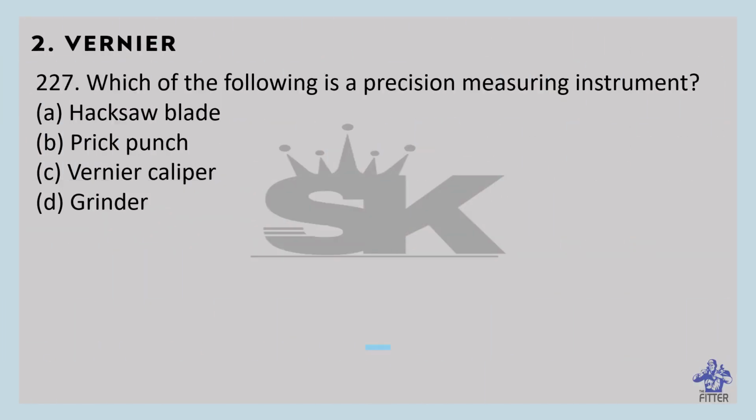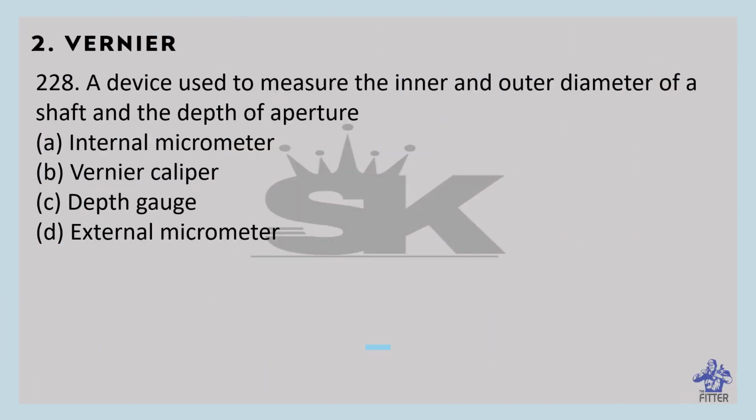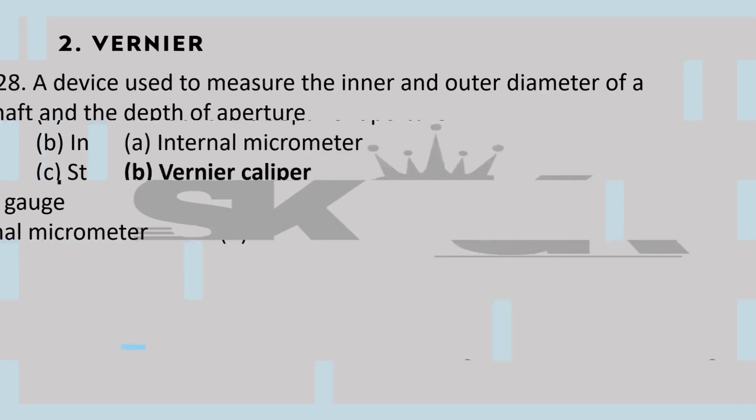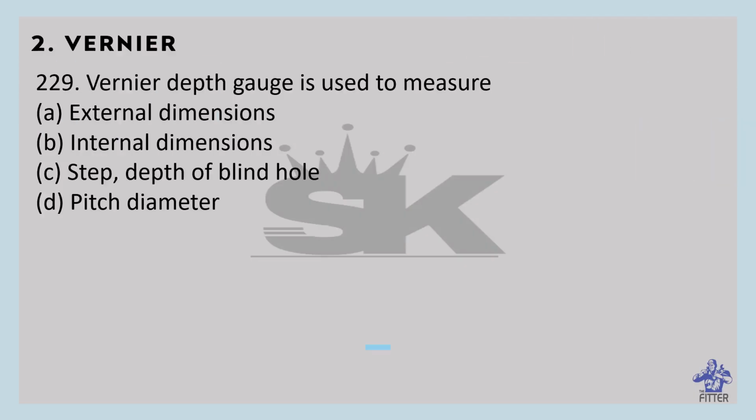Which of the following is a precision measuring instrument? That is the vernier caliper. A device used to measure the inner and outer diameter of a shaft and the depth of an aperture is the vernier caliper. The vernier depth gauge is used to measure the step depth of a blind hole.